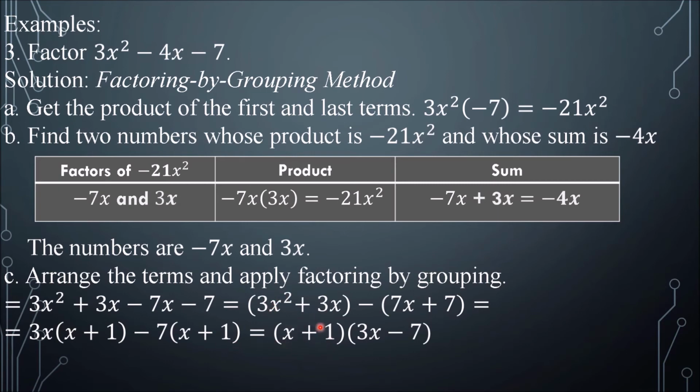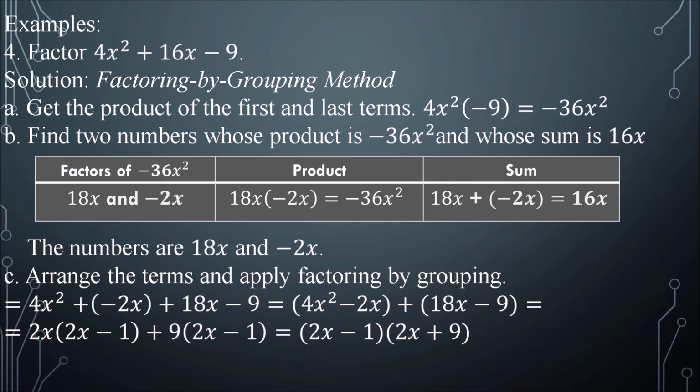That one, x plus 1. Now, the remaining factor is 3x minus 7. 3x minus 7. And that's the factored form of number 2. Next, we have number 4. Factor 4x squared plus 16x minus 9.